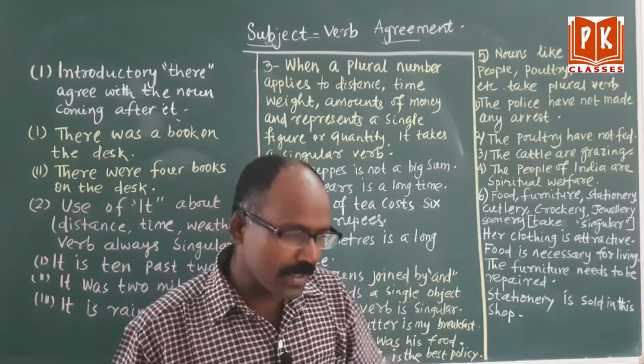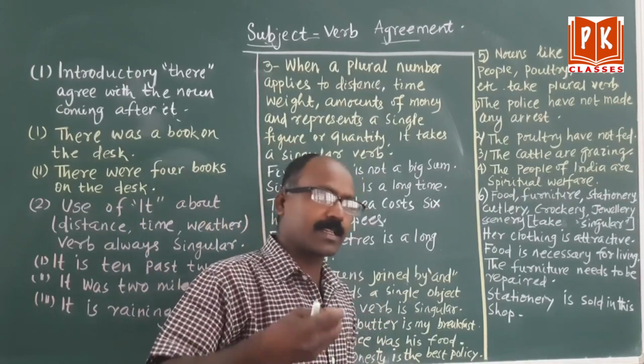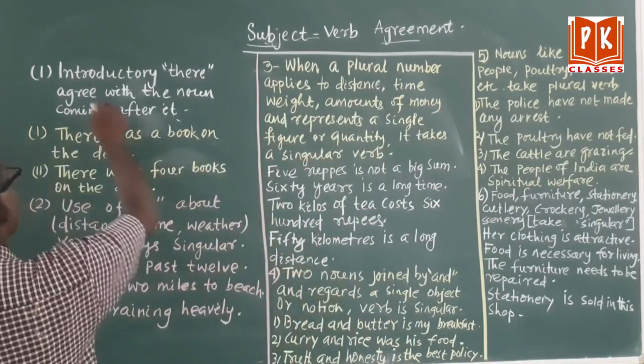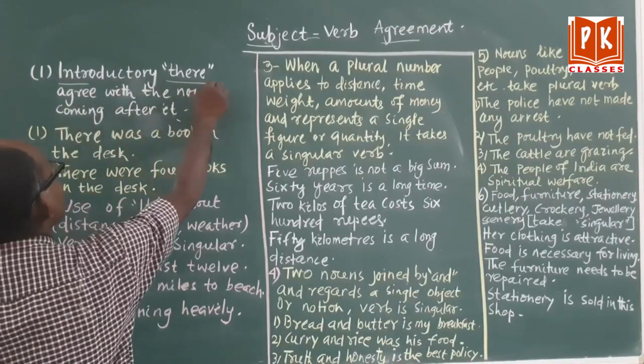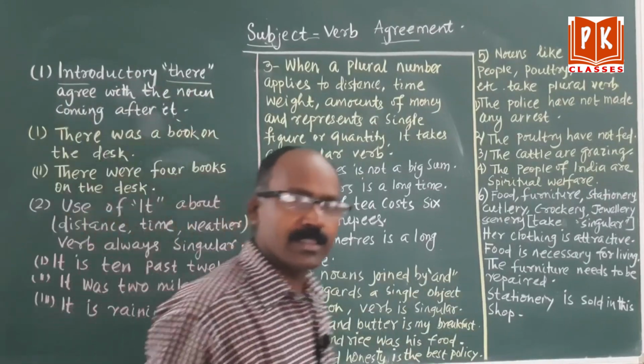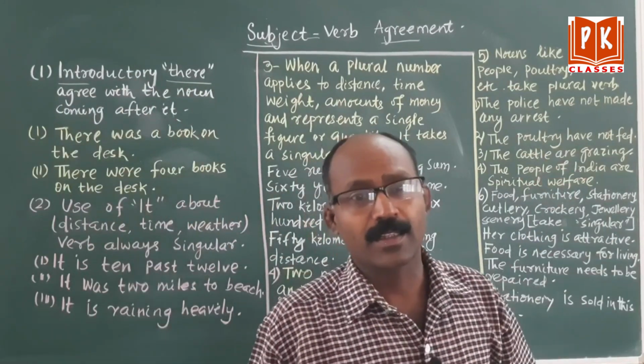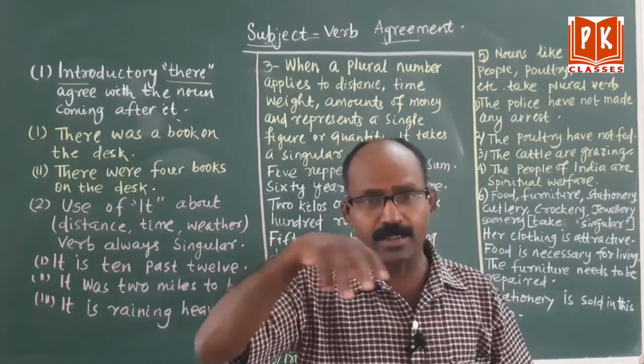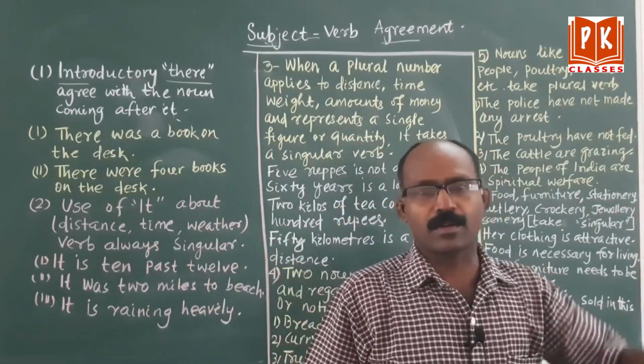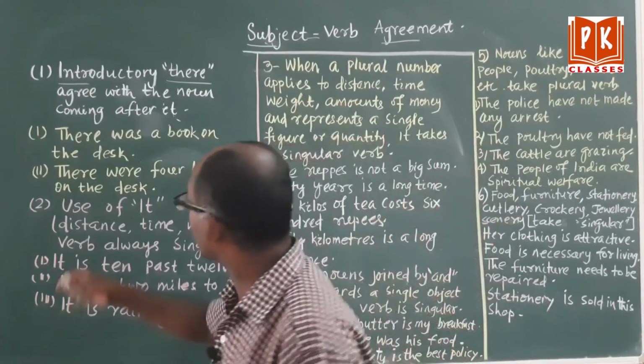Okay. Now, from the basics, we will discuss. Number one, introductory there. Sometimes we use there. There is a cat. There is a jungle. There was a bird. Isn't it? We are using there.